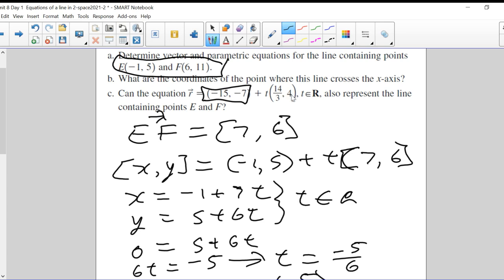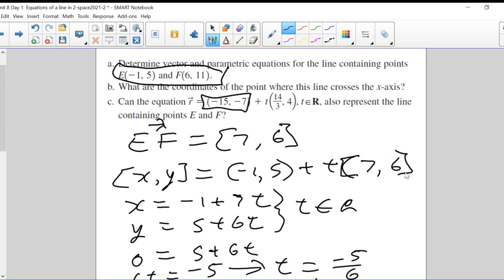In other words, the ratio of this y to this x, 4 over 14 over 3, is the same as 6 over 7, putting this y over this x. So that's something I wanted to point out to you as an alternative way for you to show that the two direction vectors are the same.